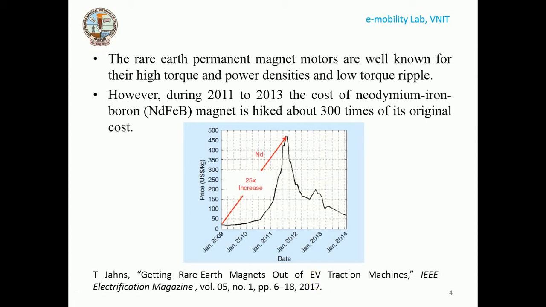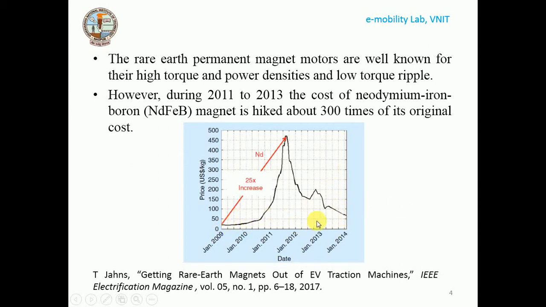During 2011 to 2013, the cost of these permanent magnet motors, which generally use rare earth materials, that is neodymium iron boron magnets, the price of neodymium iron boron magnets hiked about 300 times its original cost. You can see here the original cost per kg was around $50. Then it hiked to about $450 during this period. Then it came down, but it never reached the original price it had before.